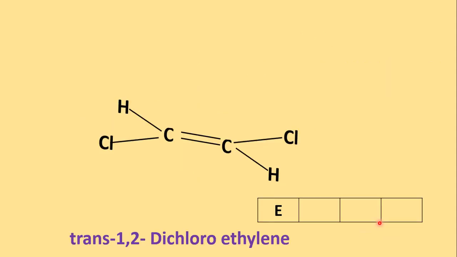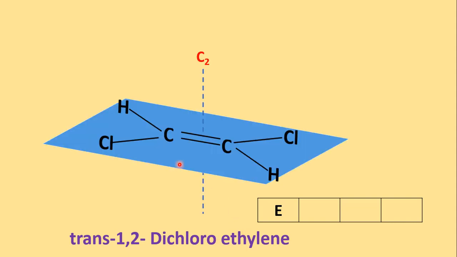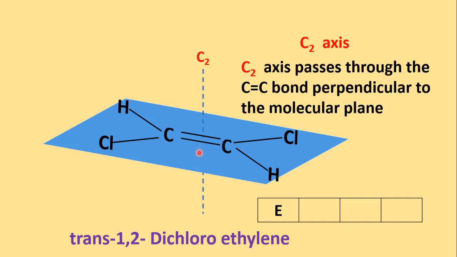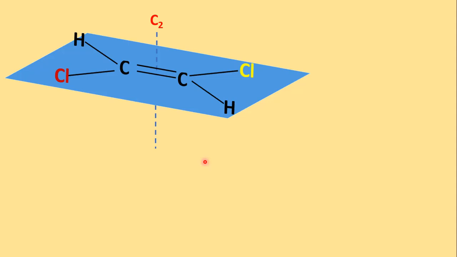Next we come to this example, trans-1,2-dichloroethylene. The C2 axis passes through the carbon-carbon double bond and it is perpendicular to the molecular plane. And we will try to understand the C2 rotation like this.